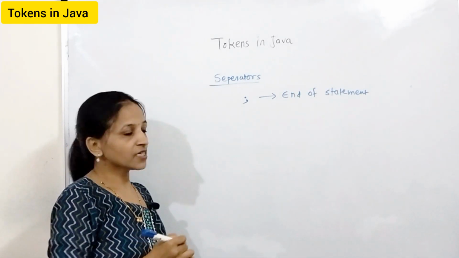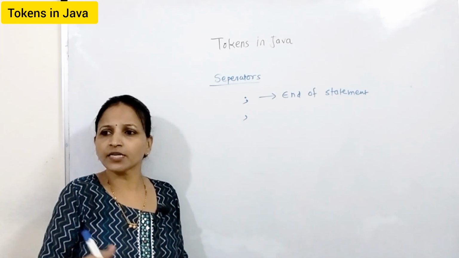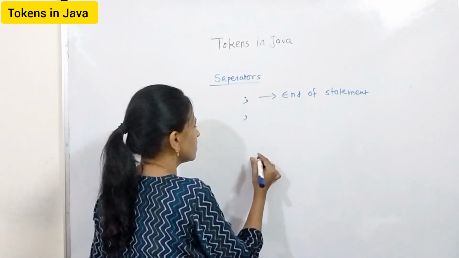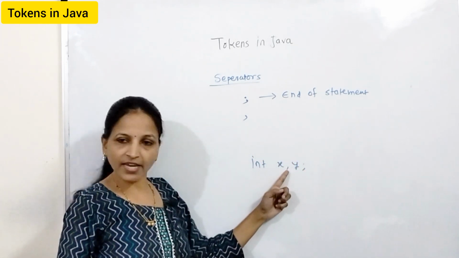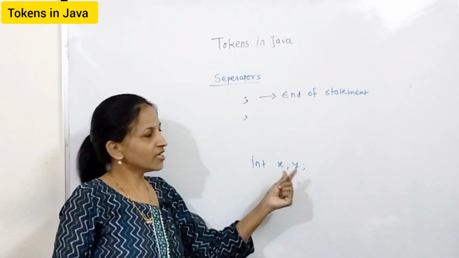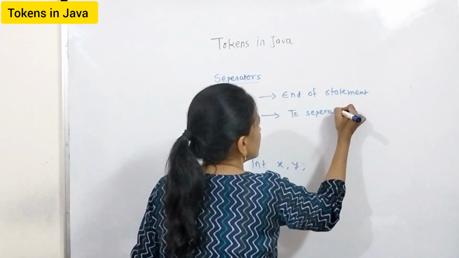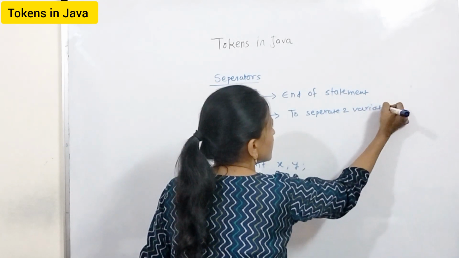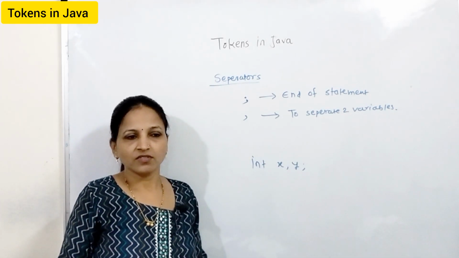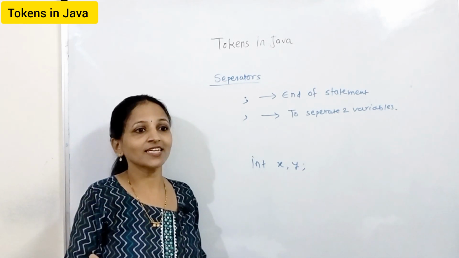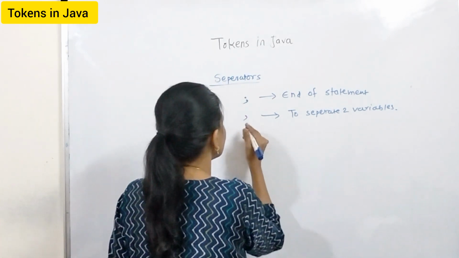Okay, the next one is comma, another separator. If you want to declare multiple variables of the same type, like here, if you want to declare two variables of integer, then we use comma to separate x and y. This is again a separator to separate two variables. Then again comma we can use in a for loop. In for, if you want to do multiple initializations, there again you can use comma.